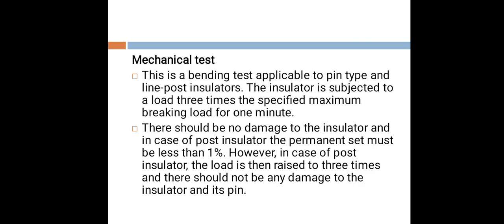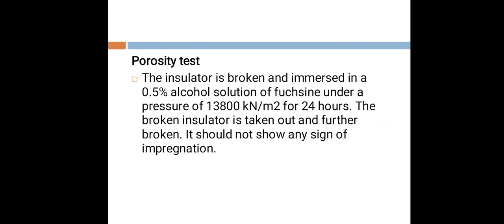Mechanical test. This is a bending test applicable to pin type and line post insulators. The insulator is subjected to a load 3 times the specified maximum breaking load for 1 minute. There should be no damage to the insulator, and in the case of a post insulator, the permanent set must be less than 1%.